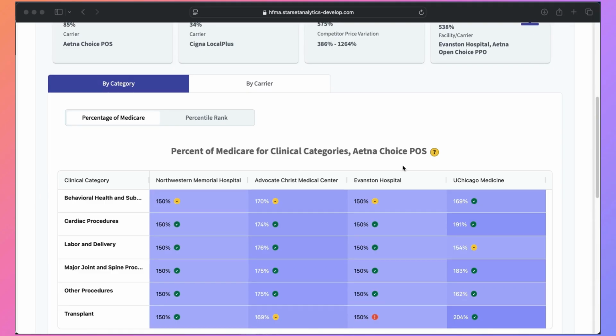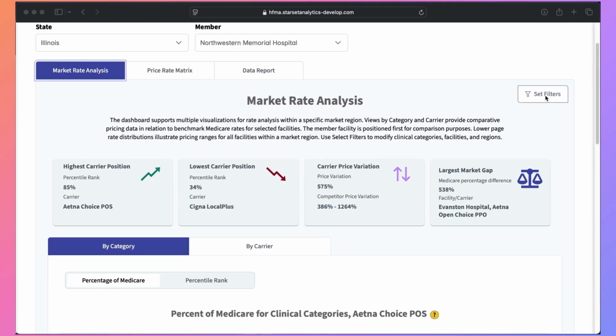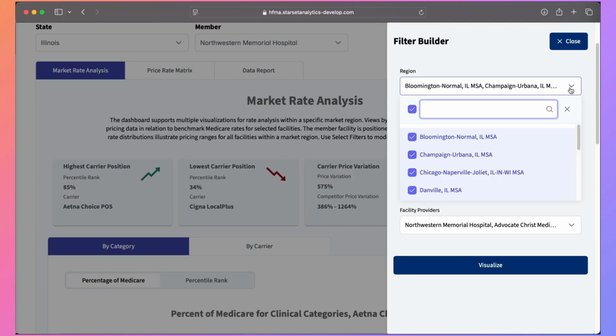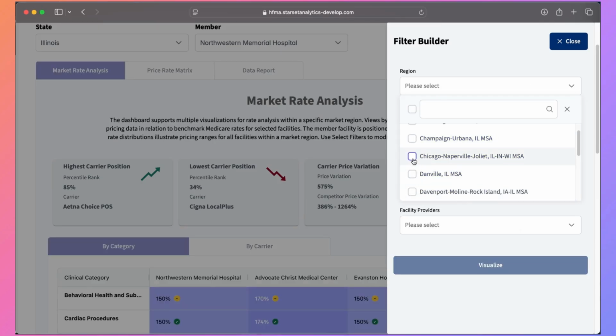You'll want to use Set Filters up here in the right-hand corner to focus on what matters to you. The filters work in a waterfall system. When you select your region, either your state or a specific MSA, that affects all the downstream options. Here, I have all MSAs in the state selected. I'm going to select Chicago specifically.